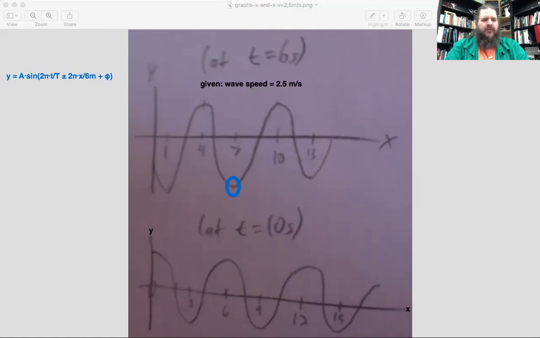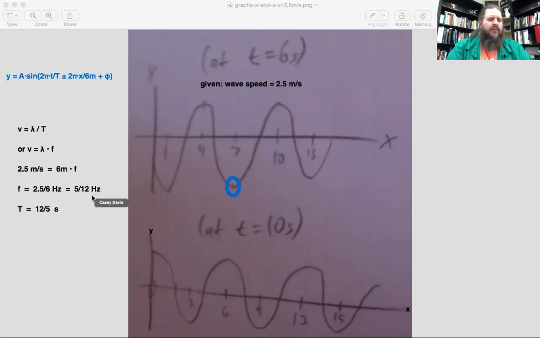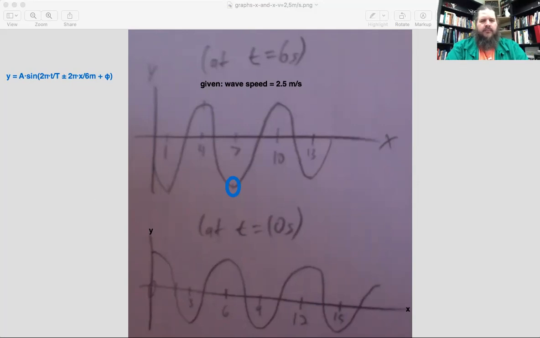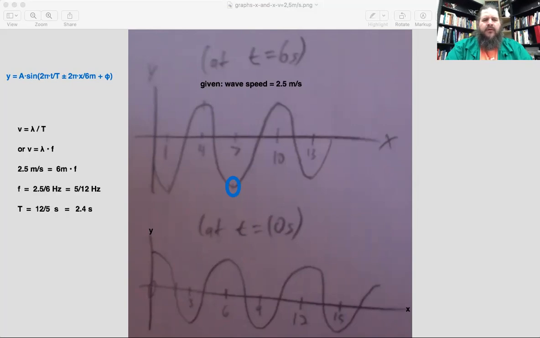So frequency is 2.5 over 6, and then meters cancel out, so we get 1 over seconds, also known as hertz. And 2.5 over 6, if we double the numerator and denominator, we get 5/12. So the frequency is 5/12 hertz, or we could say the period is 12/5 seconds, or 2.4 seconds. So we can describe the frequency as 5/12 hertz. We can describe the period as 12/5 seconds or 2.4 seconds. So let's go ahead and fill that into the equation as well.